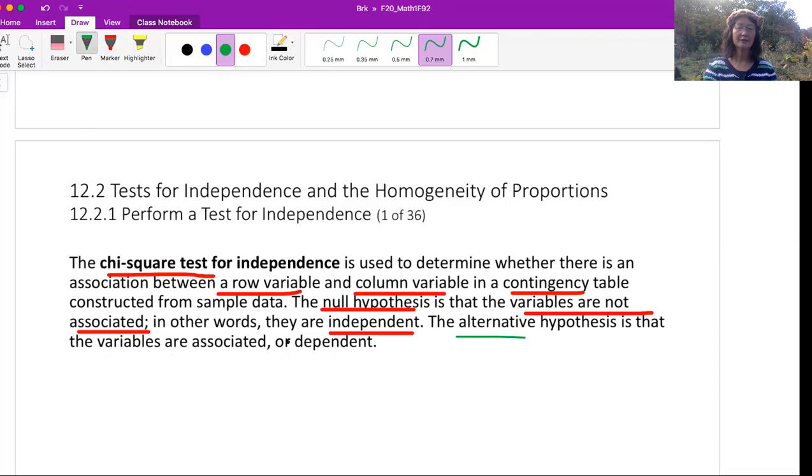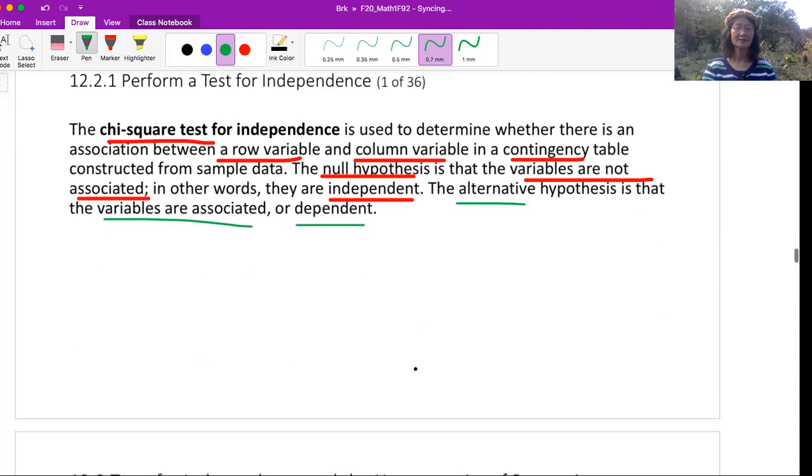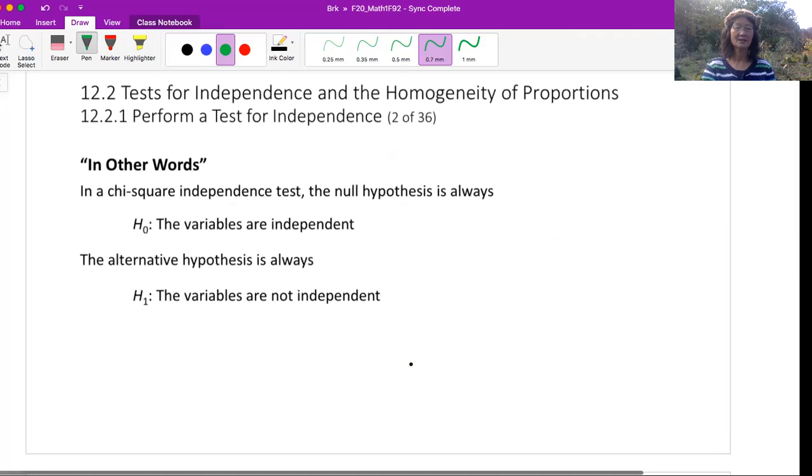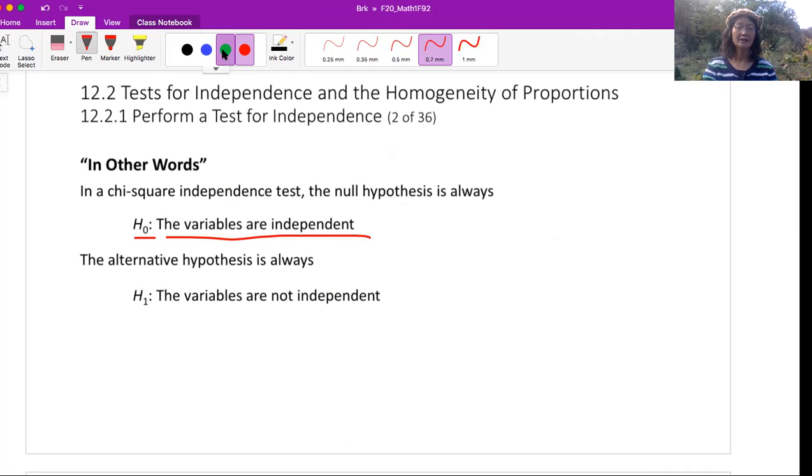The alternative says the variables are associated or dependent. So when we write down the null hypothesis H0, we say the variables are independent, and the alternative hypothesis H1, the variables are not independent.